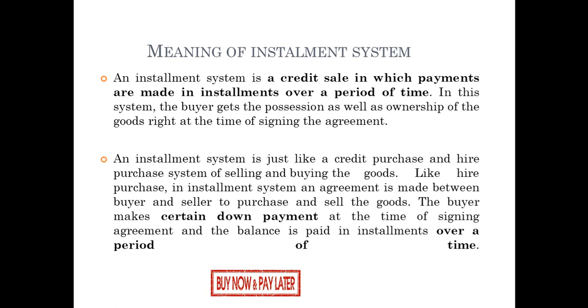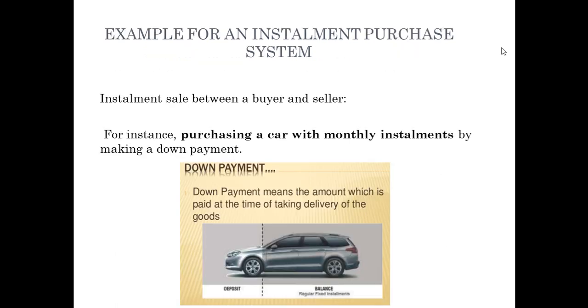Like hire purchase system, in installment system also there is an agreement between the buyer and seller to purchase and sell the goods. The buyer makes a certain down payment at the time of signing the agreement, and the balance he will spread over various installments over a period of time. To put it simply, it is called buy now and pay later.